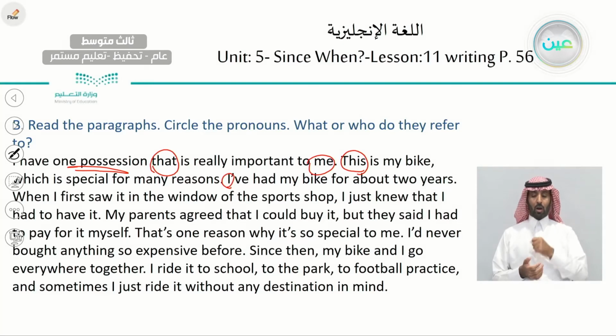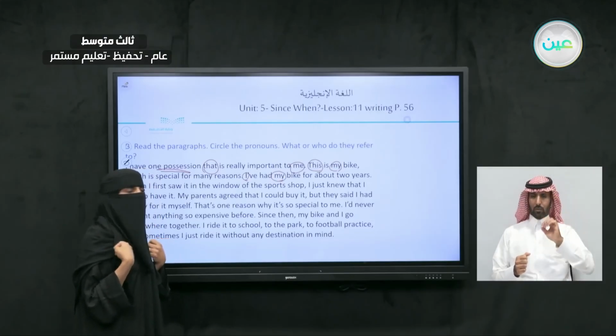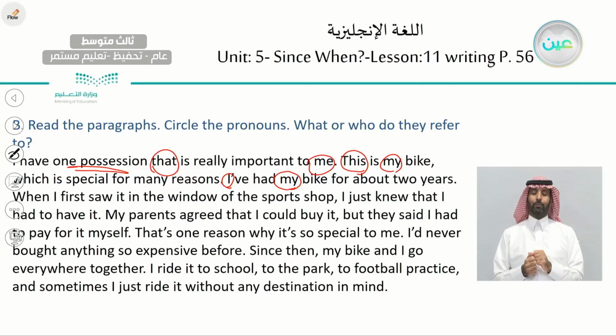I, also the speaker. My bike, when I'm talking about my bike, this is a possessive adjective when we're talking about something I own, okay? For about 2 years, when I, also I is a pronoun, so it refers to what? It refers to the bike.